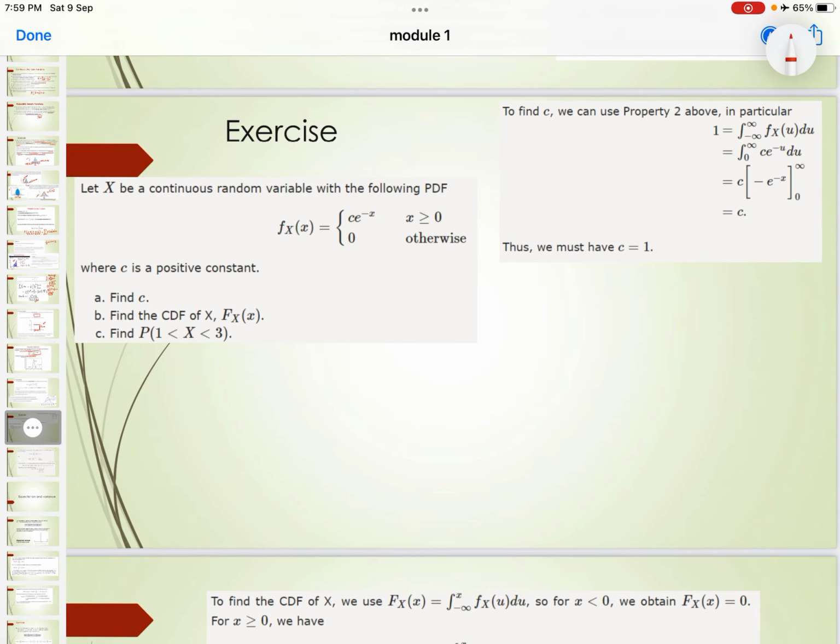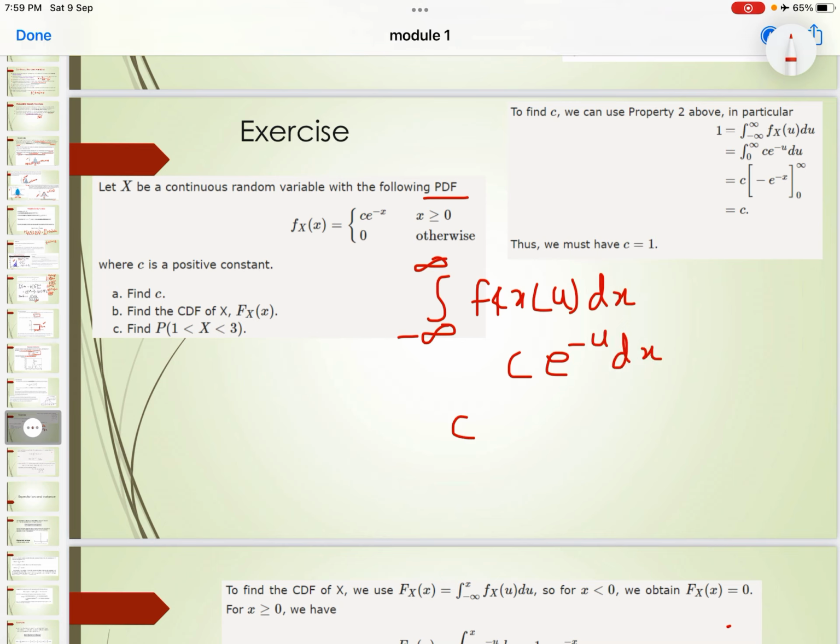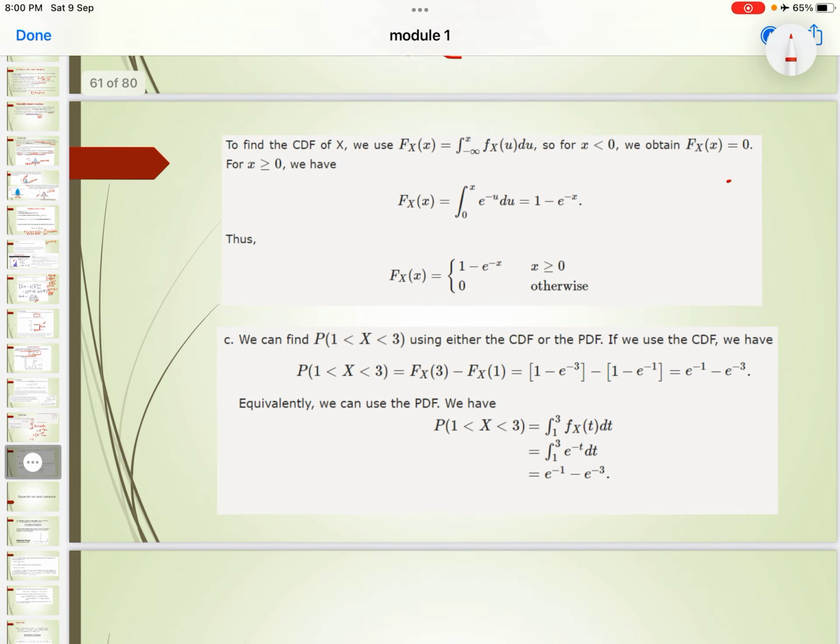Now this is your exercise. Let x be a continuous random variable with the following probability density function. First, what you have to do, you have to find c. For finding c, you will have to write the integral from minus infinity to infinity of f of x dx. Your f is given as c e raised to minus x dx. C is common, e raised to minus x, from infinity to minus infinity, so 1 by e is your answer.